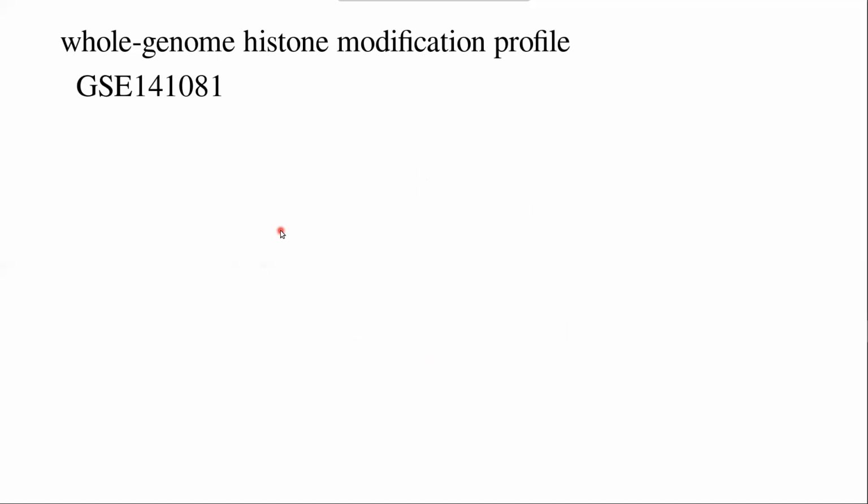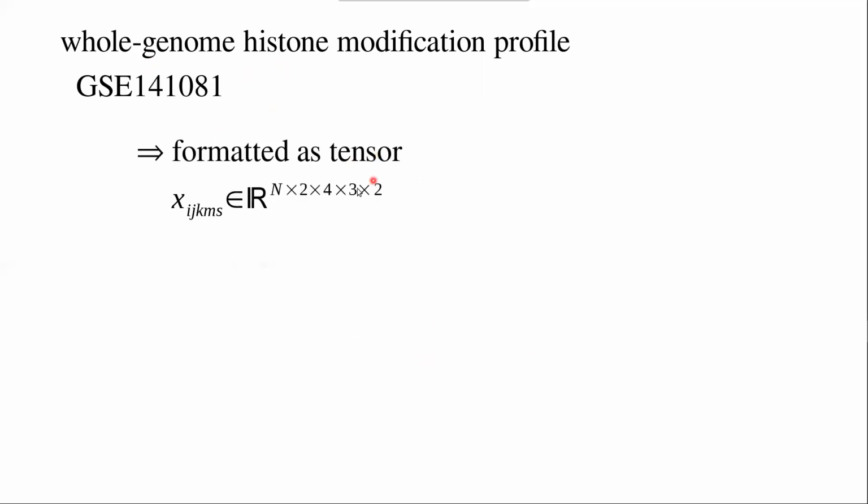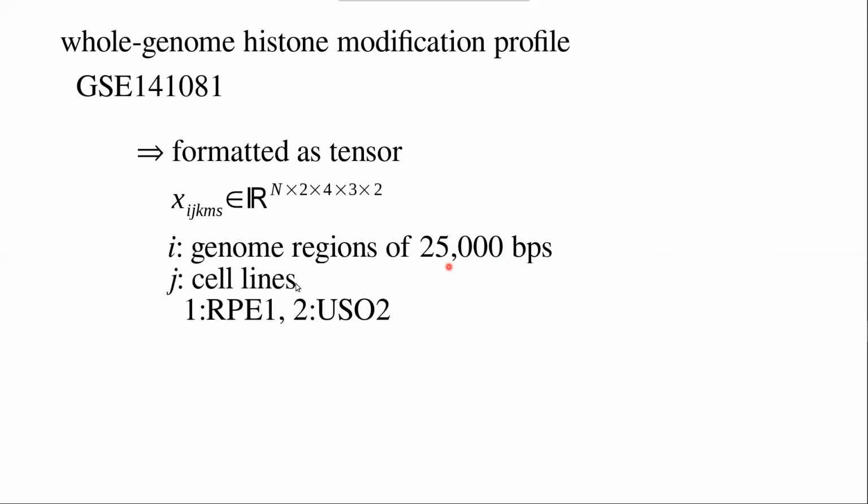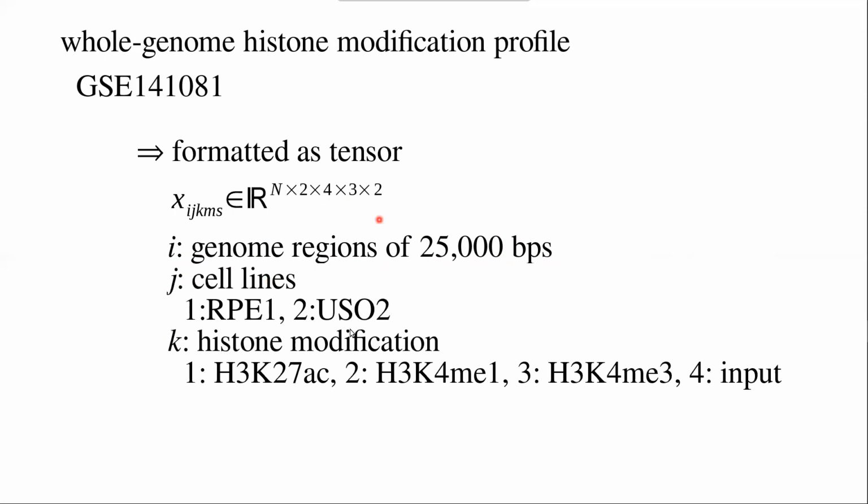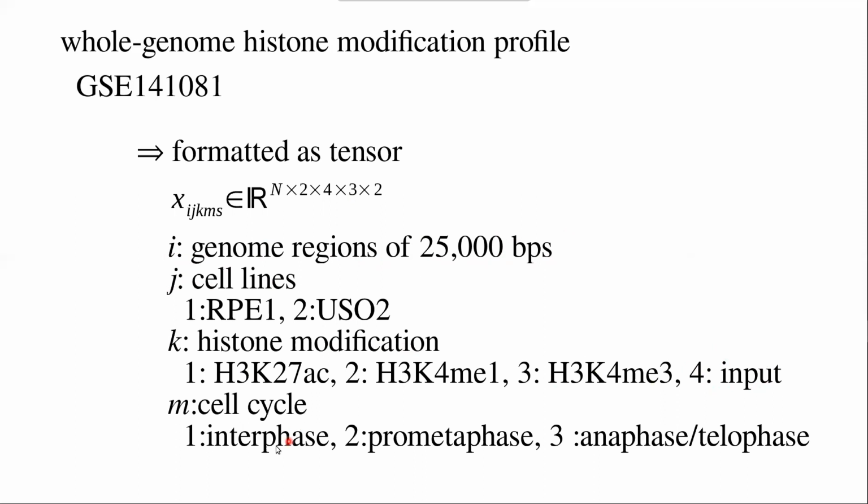Today, I would like to talk about the bookmark mechanism of this process. I have analyzed this dataset. This dataset is formatted as a tensor x_ijkms with this number of dimensions. And i stands for genomic region. Each genomic region has a length of 25,000 base pairs, and the whole genome is divided into regions of this length. There are 2 cell lines in this experiment, and 3 kinds of histone modification are measured, and number 4 is input, which is some kind of control. The measurement has taken place over 3 cell cycle stages. And for these observations, there are 2 biological replicates.